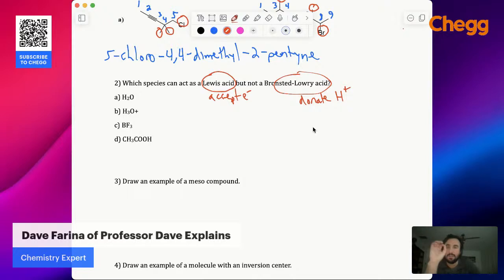Okay, so the Lewis definition is about electron density. A Lewis acid accepts electron density from a Lewis base, which donates the electron density. A Bronsted-Lowry acid donates a proton. A Bronsted-Lowry base accepts a proton. So which of these can act as a Lewis acid, but not a Bronsted-Lowry acid? So what about water? What can water do? So water certainly can act as a Bronsted-Lowry acid, right? It can act as a Bronsted-Lowry acid and become its conjugate base. It can donate a proton to become hydroxide. So that doesn't work. H3O plus also certainly can act as a, here, let's write that somewhere else.